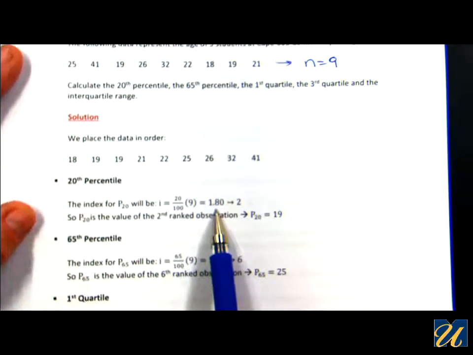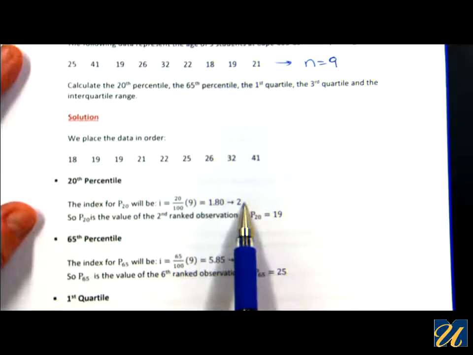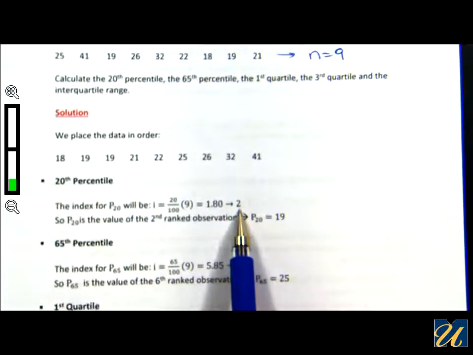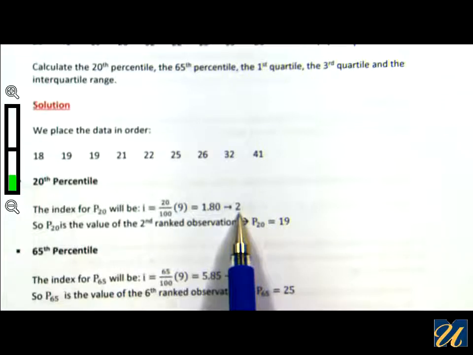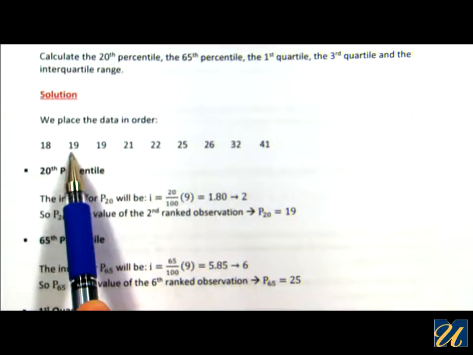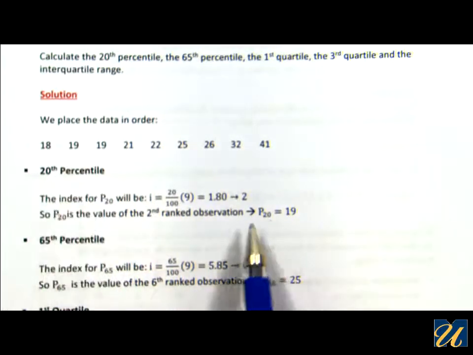If we have non-integers, we said that we round up to the next convenient number. 1.8 becomes 2, which means, and this is what I want you to pay attention to, that the 20th percentile is not 2, it is the value in the second position, right? So what value do we have in the second position? That would be 19. So your 20th percentile will be 19. That means that 20% of your data falls below 19 and 80% of your data falls above 19.